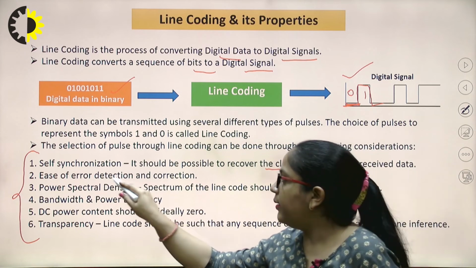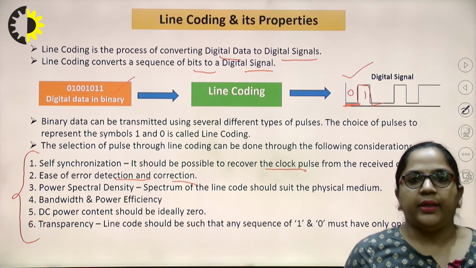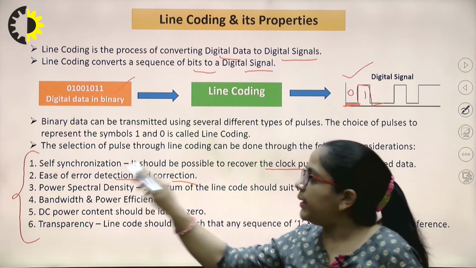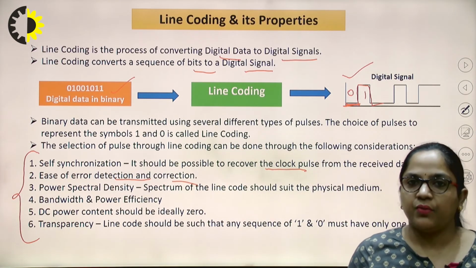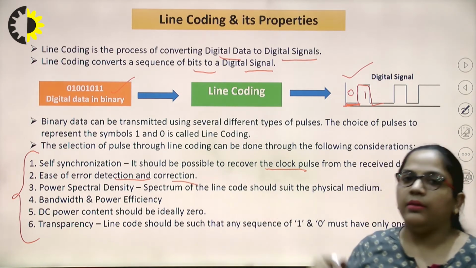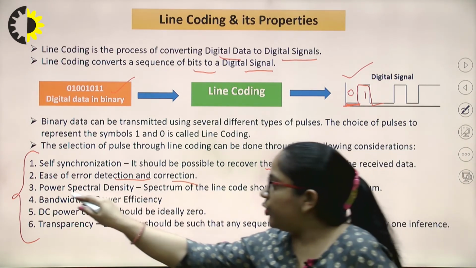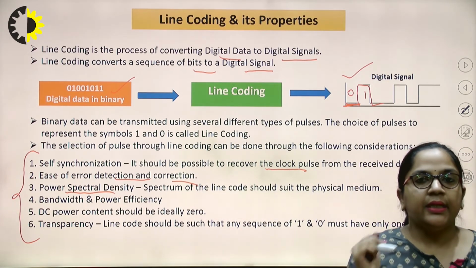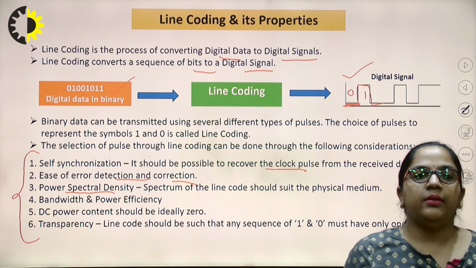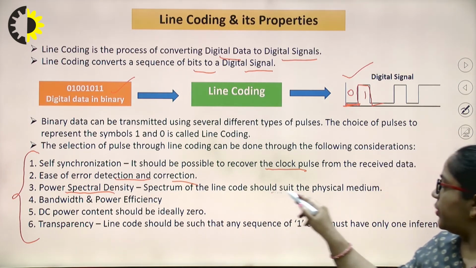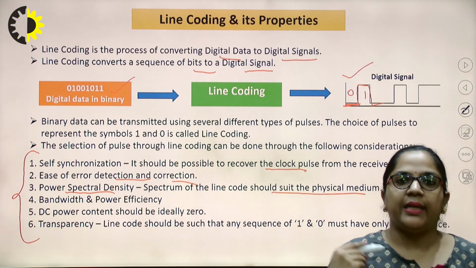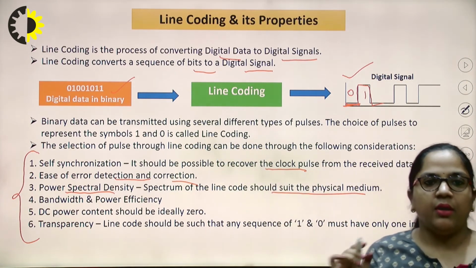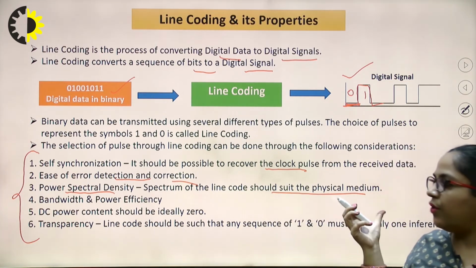Ease of error detection and correction. The line coding technique we are selecting for representing 0 and 1 should have the capability of detecting errors, with the help of which we can do the corrections. It should also have a suitable power spectral density. The spectrum of the line coded data should be suitable to the physical medium. We should not select a waveform or pulse which is not suitable for transmitting the data in a particular kind of medium.